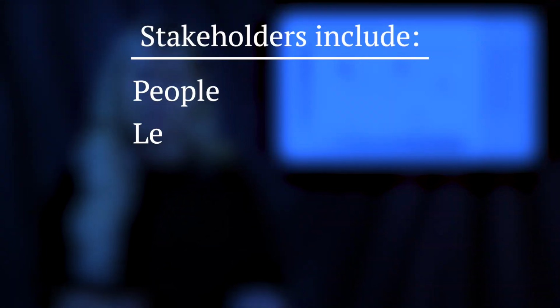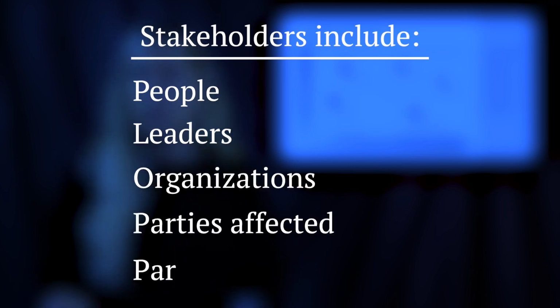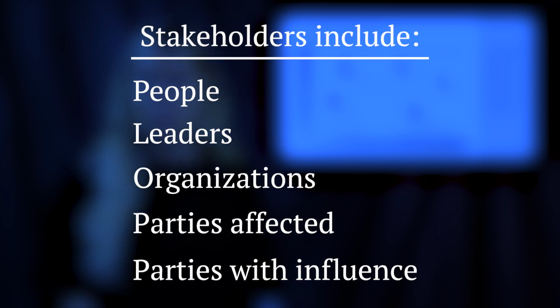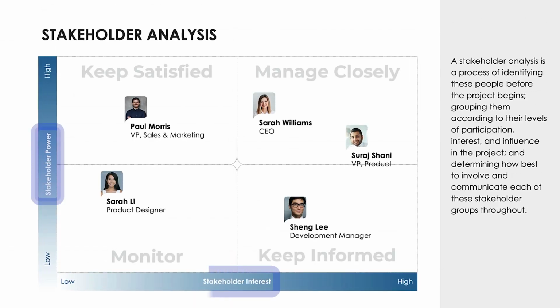Stakeholders include people, leaders, organizations, and other parties who could be affected or have an influence on a project's outcome. They can be from within an organization or external to it. Here, we map out the stakeholders by power and interest.